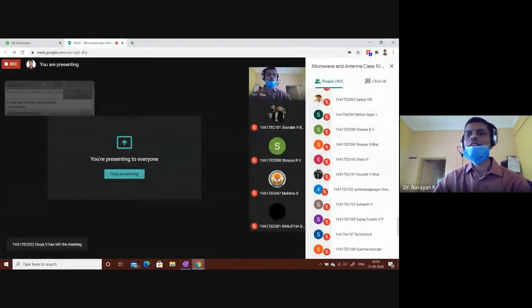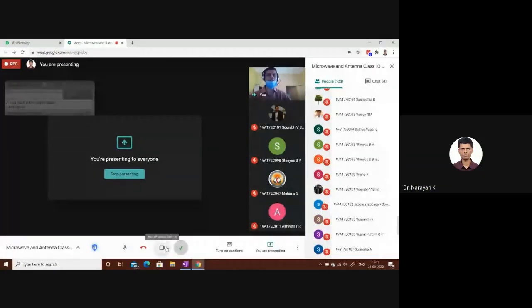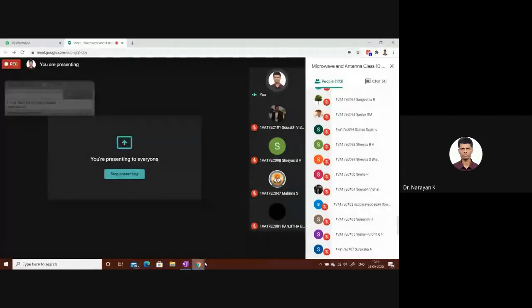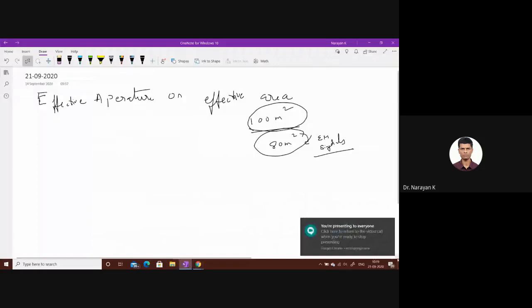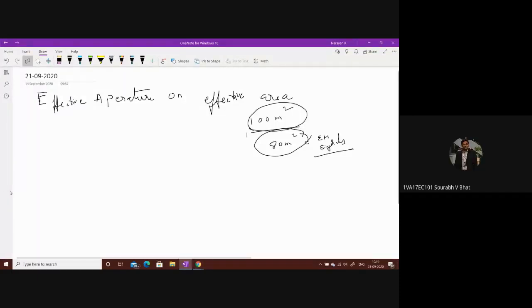If you only catch 8, then your effective area will obviously reduce accordingly. So this is what you mean by effective area of the antenna. Any doubts so far? Are you able to listen? Are you able to see the screen? Yes, sir.